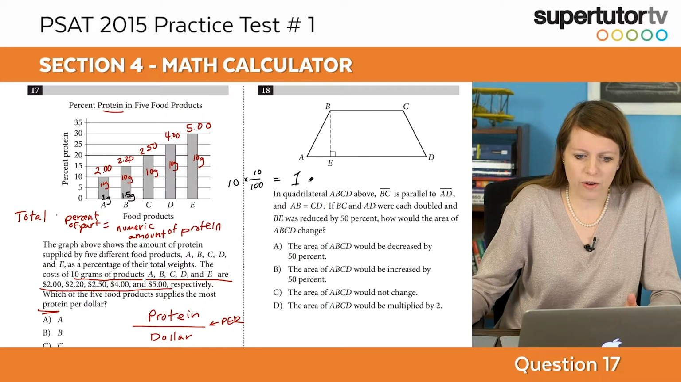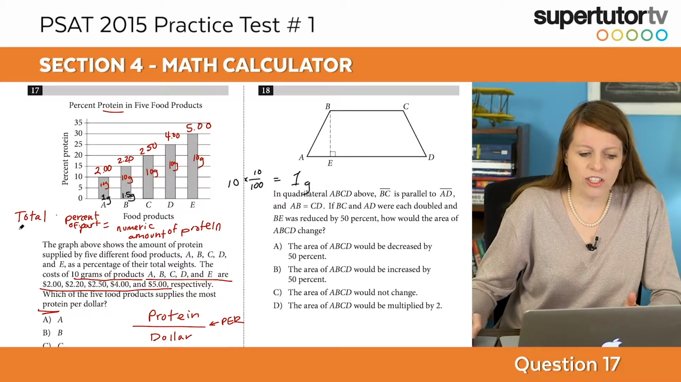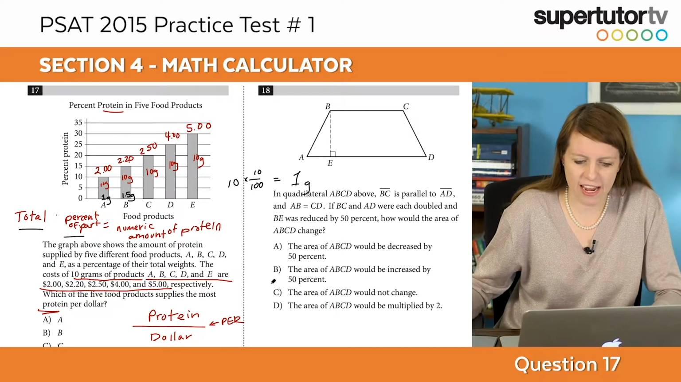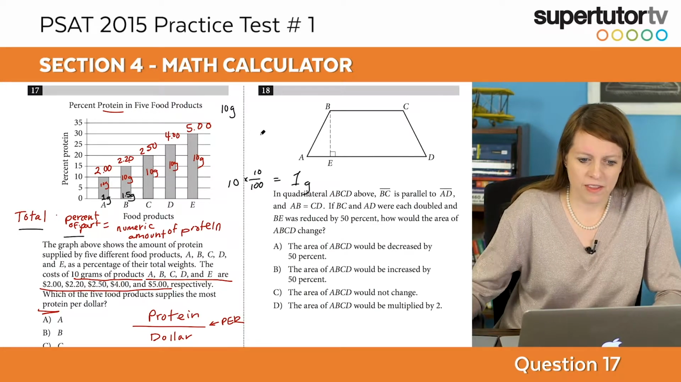And you could do that and you would get 1 gram. All right. I could also set this up if this is confusing to you and you don't quite understand how this works. If I have 10 grams of protein, that's my total. Another way I could do this is with a percent proportion. So if you like that better, you could do it that way too.